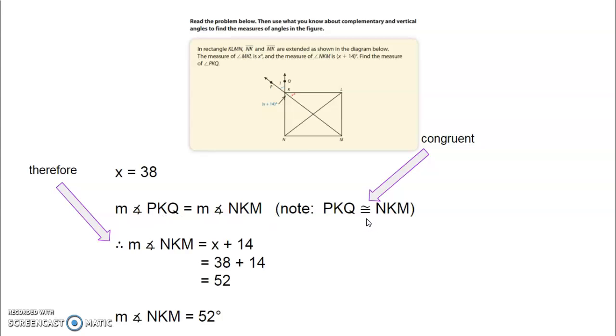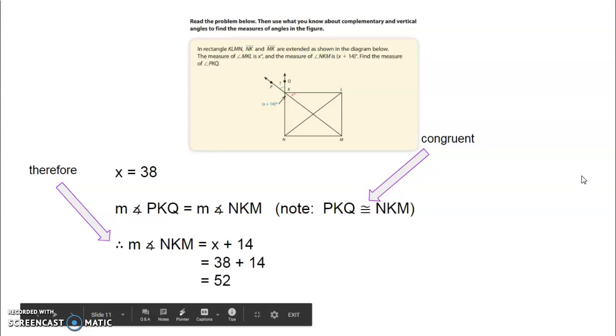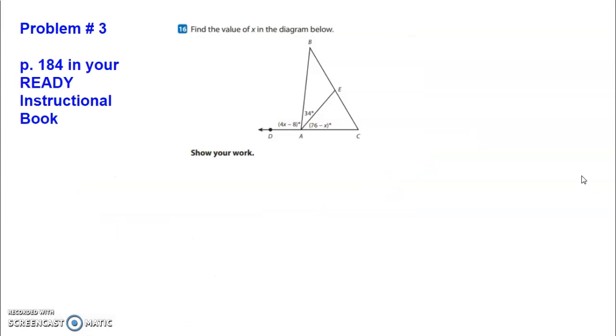This symbol is something that we'll be working with later, but I thought this was a good time to introduce it. These three little dots here are often used in math and science, and those three dots just mean therefore. So basically, I say the measurement of angle PKQ is equal to the measurement of angle NKM. Therefore, the measurement of angle NKM is equal to x plus 14. Right, so this is a good one to know, and it's going to come up for you frequently in your future math classes. All right, last problem for this slideshow.